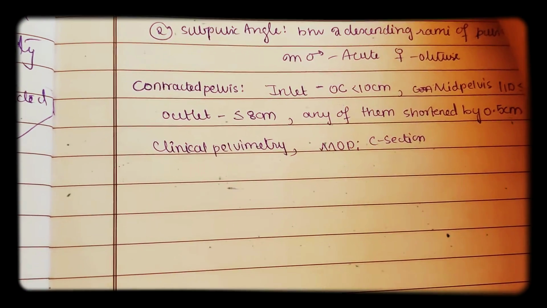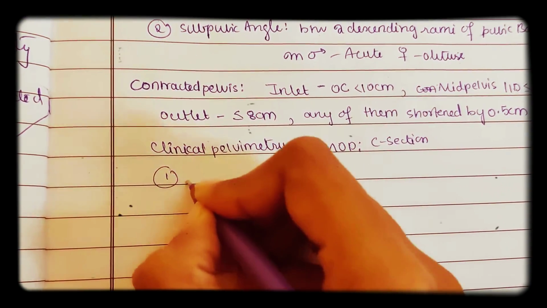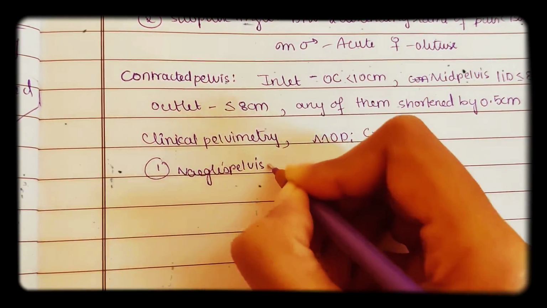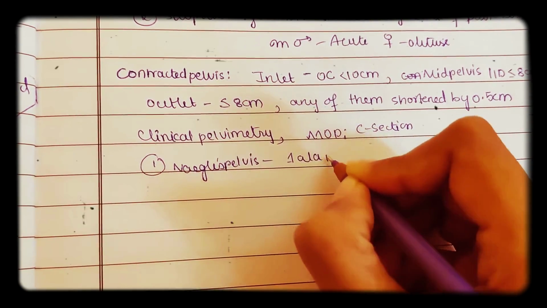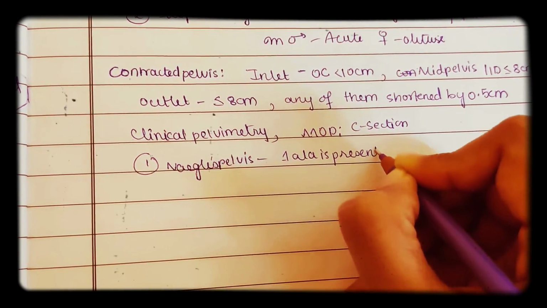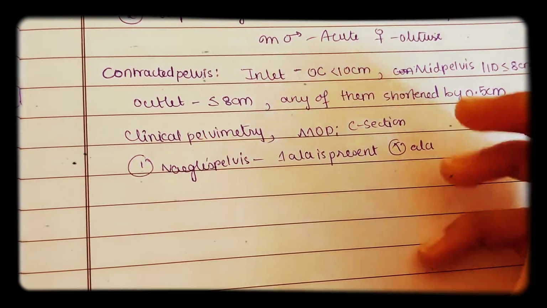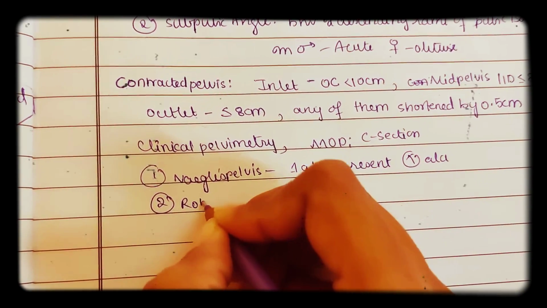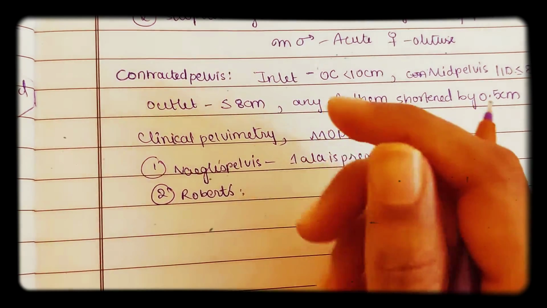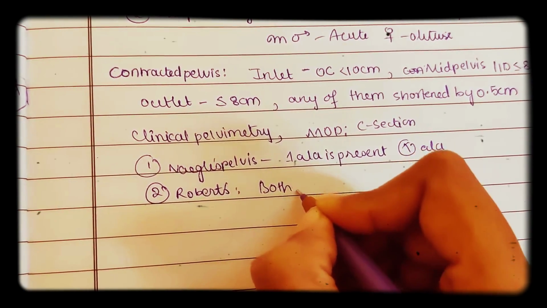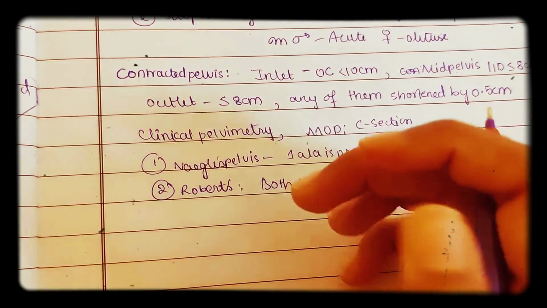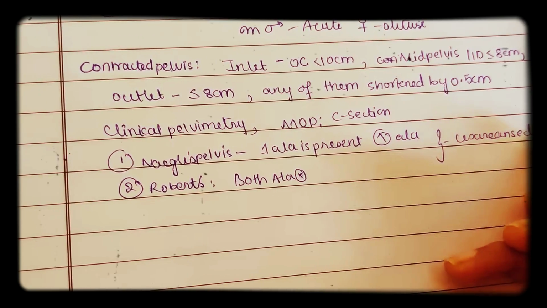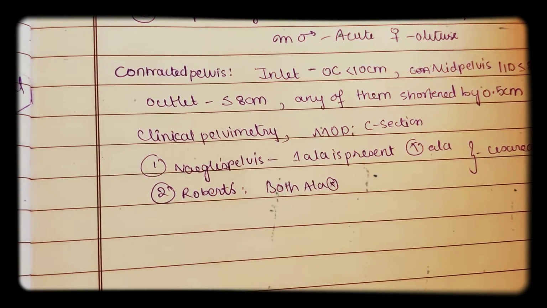So now let us see what are the different varieties of contracted pelvis. In the first one you have the Naegele's pelvis. Naegele's pelvis is where only one ala is present, that is, the other ala is absent. And you have another pelvis, that is the Robert's pelvis. Robert's pelvis is where both the alae are absent. So management in both cases is to do the cesarean section, of course, because the alae are absent, so the pelvis can't support the baby's head, just do cesarean section.